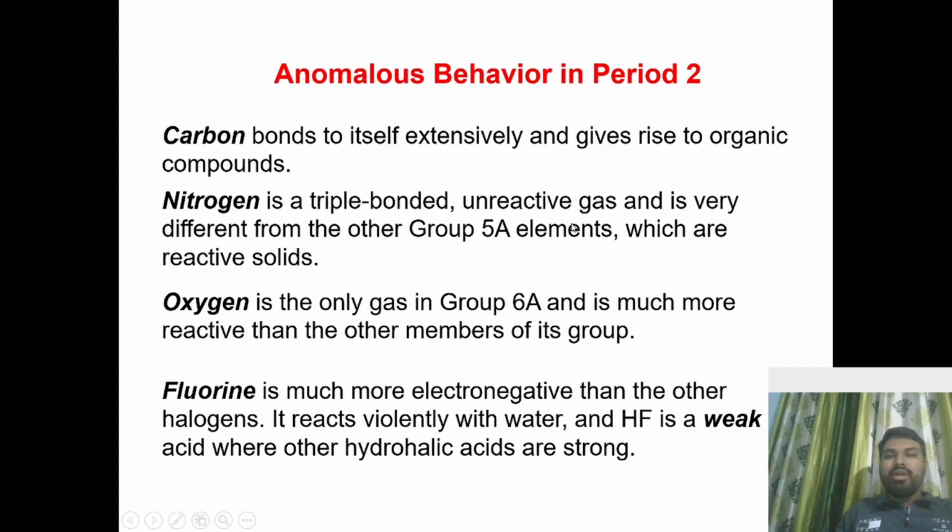Nitrogen is a triple bonded unreactive gas and is very different from the other five elements, which are reactive solids. Oxygen is the only gas in group 6A and is much more reactive than the other members of its group. Fluorine is much more electronegative than the other halogens. It reacts violently with water, and hydrogen fluoride is a weak acid whereas other hydrohalic acids are strong.